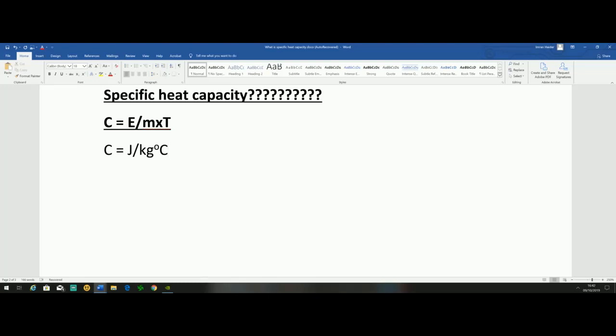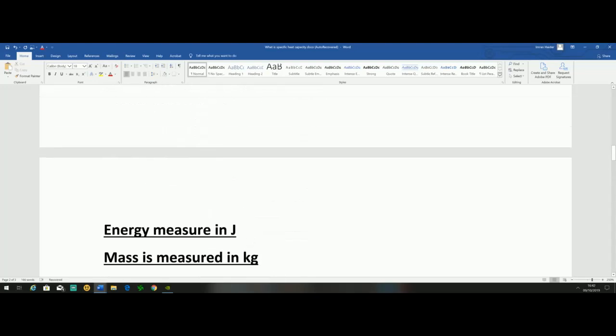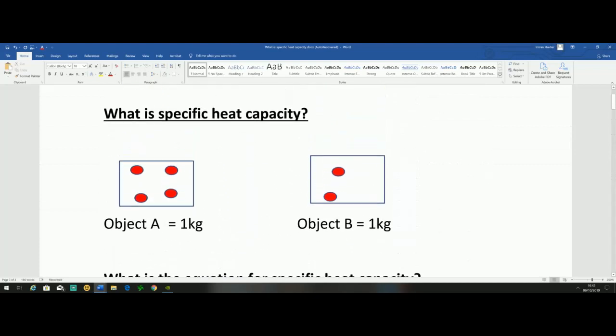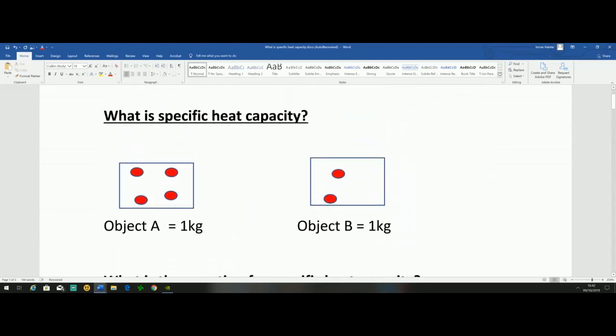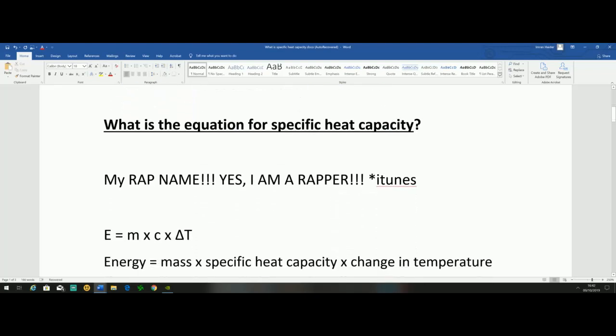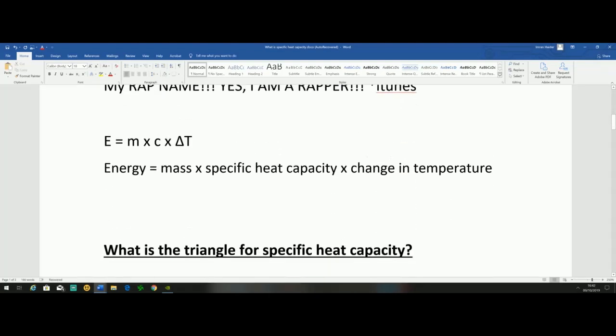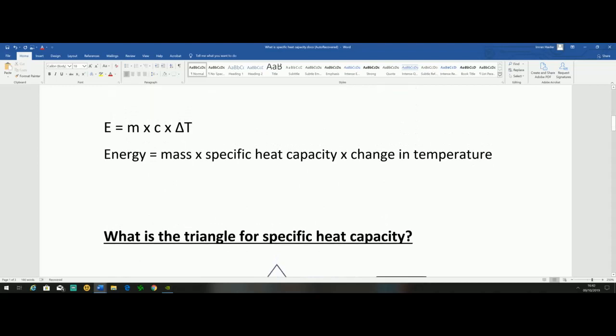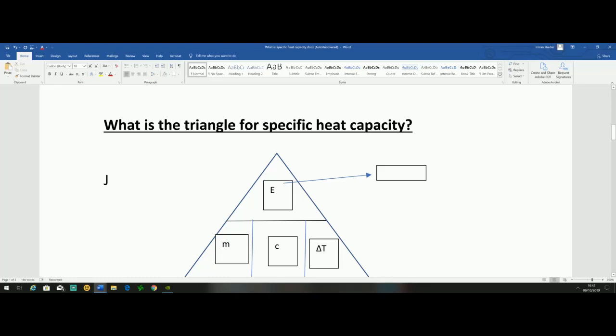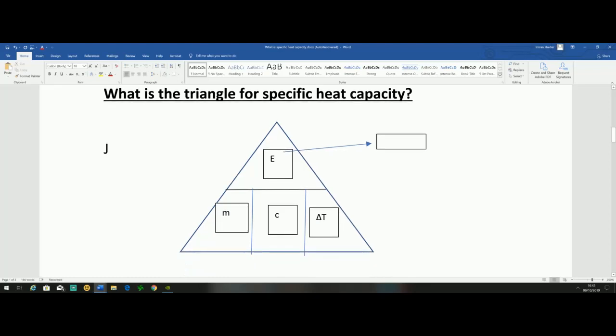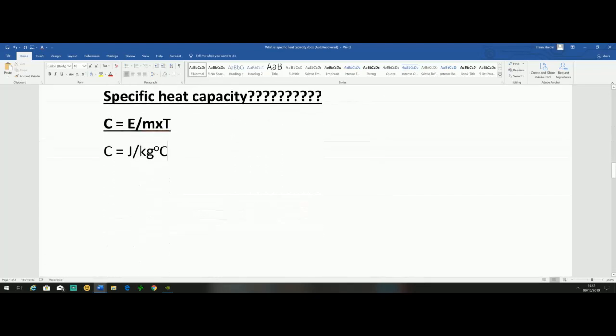Right, so far what we've looked at, just to recap: what is specific heat capacity? It's the amount of energy needed to increase the temperature of an object by 1 degree Celsius when that object has a mass of 1 kilogram. The equation for specific heat capacity is E equals mc delta T, or theta. Basically it's the angle sign instead of T, same thing. What is the triangle? E goes at the top, mc delta T.